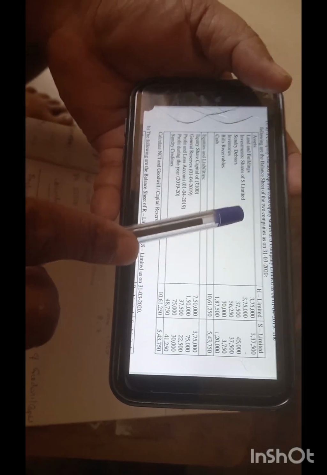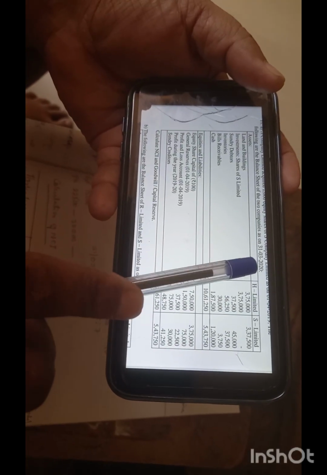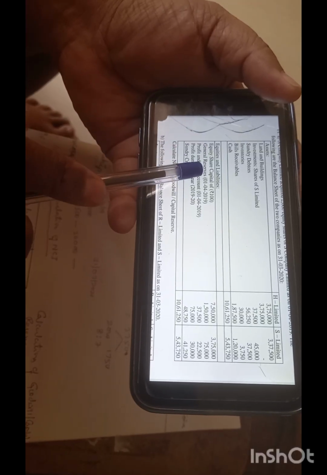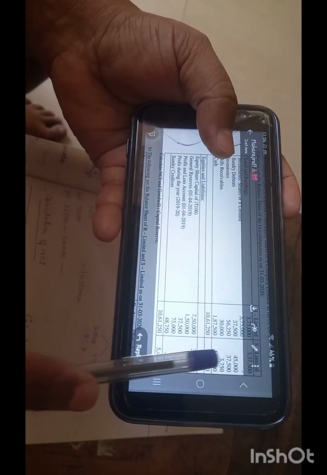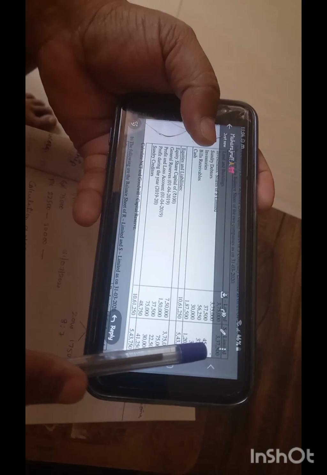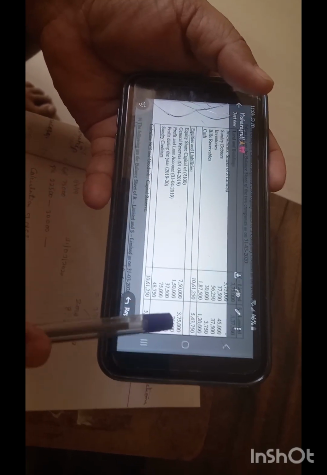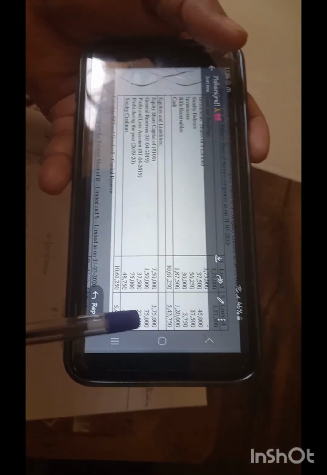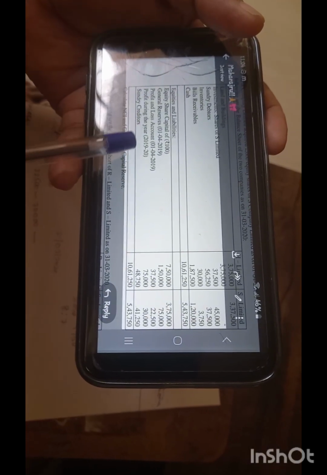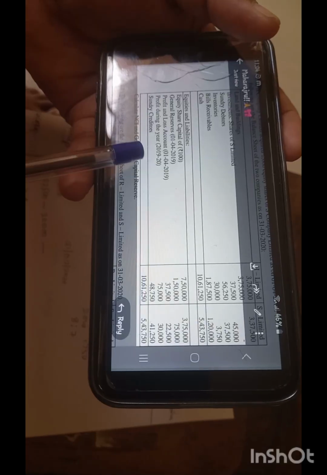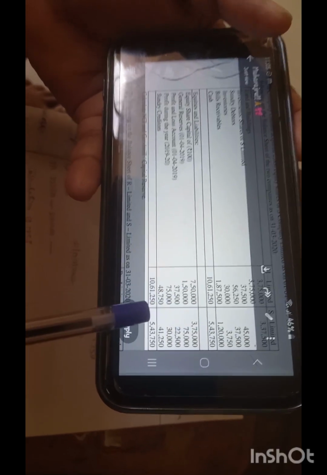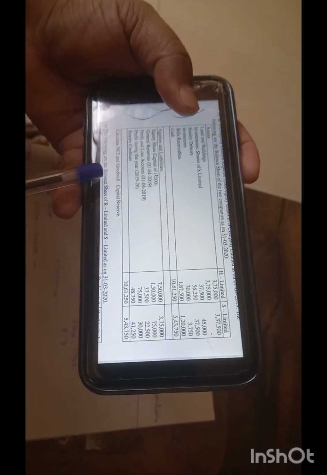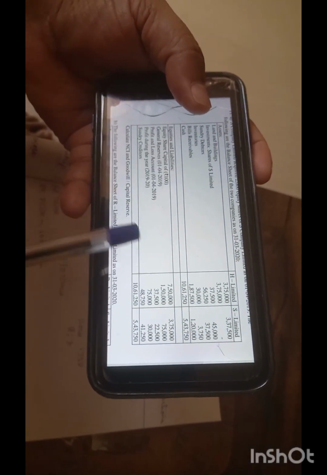Date of acquisition is the beginning only, 1/4/2019. So at the beginning they acquired. On that date we have general reserve of 75,000 in S Limited. We'll concentrate only on S Limited. So general reserve 75,000. Profit and loss account also pre-acquisition 22,500. Profit for the year, that is 1/4/19 to 31/3/2020, we have 30,000. So calculate non-controlling interest and goodwill or capital reserve.